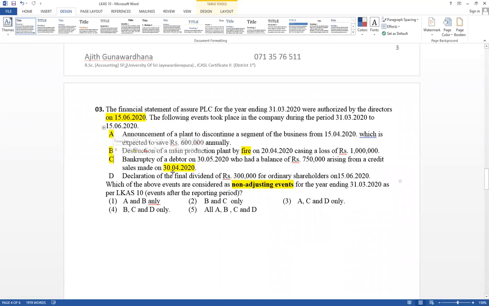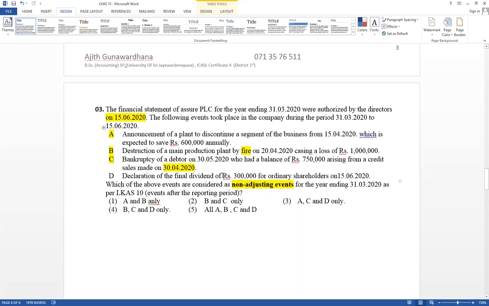Just because bad debtors become bankrupt, we cannot adjust like that. The debtors must be there as at 31st March 20. But in this example, the debtor was created after the reporting period. Debtor is not available as at 31st March 20. Therefore, this one cannot be adjusted. Non-adjusting. Very important.